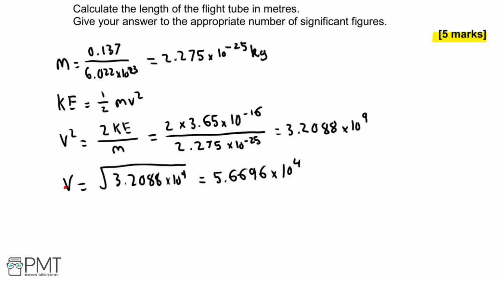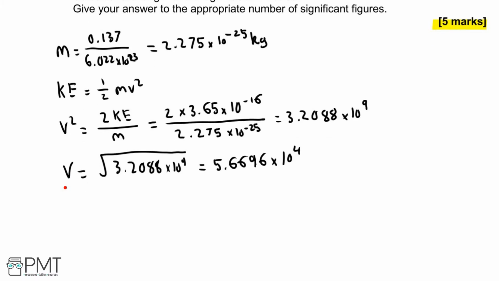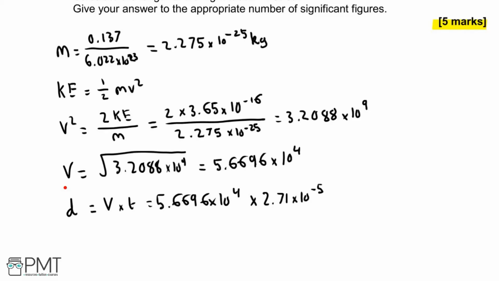Now that we have our value of velocity, we can use that to find the length of the flight tube, as the distance travelled is equal to the speed multiplied by the time. So substituting in our numbers, we are going to have 5.6696 times 10 to the 4 meters per second, that's our speed, multiplied by our time of flight, which was 2.71 times 10 to the minus 5, which is going to get us a value of 1.536 meters.